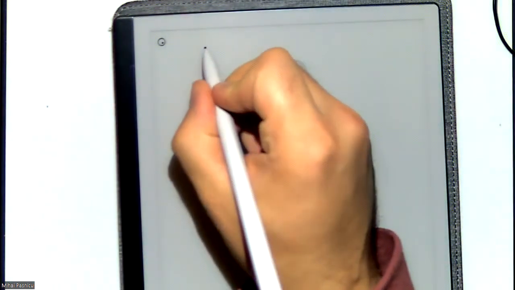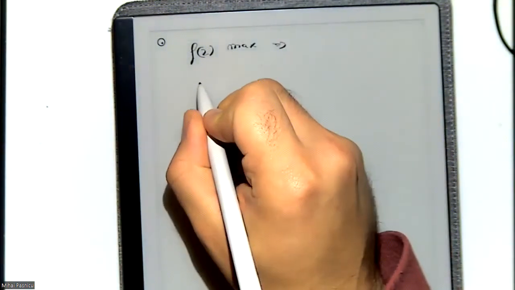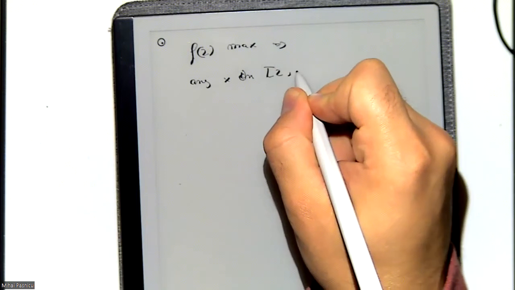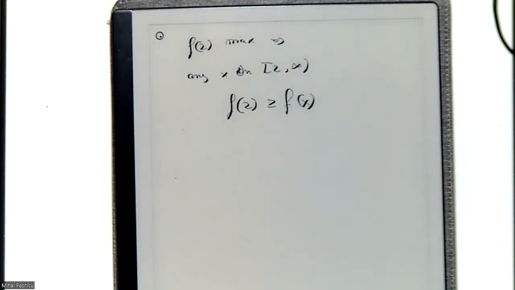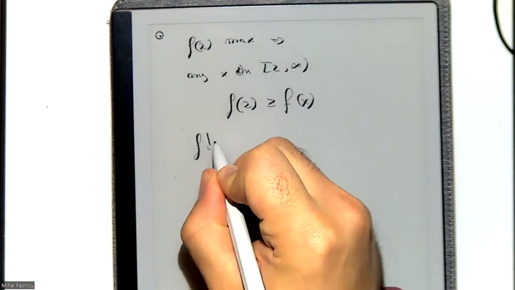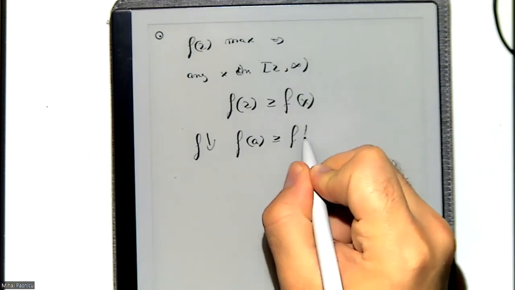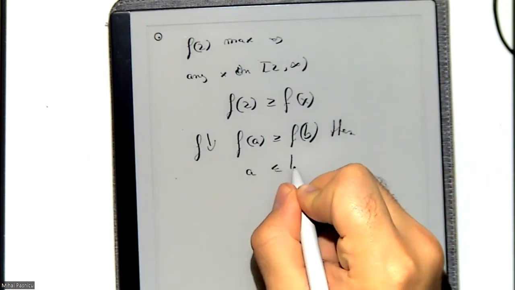Okay, so I said that f of 2 is the max. This means that for any x you give me in the interval 2 to infinity, f of 2 is greater or equal to f of x. This is what it means to be the maximum. Again, I'm not doing anything fancy, I'm just writing the definition of the maximum. Now, why is this true? Remember, f is decreasing. So I have f of a is greater or equal to f of b when I have a smaller or equal to b.